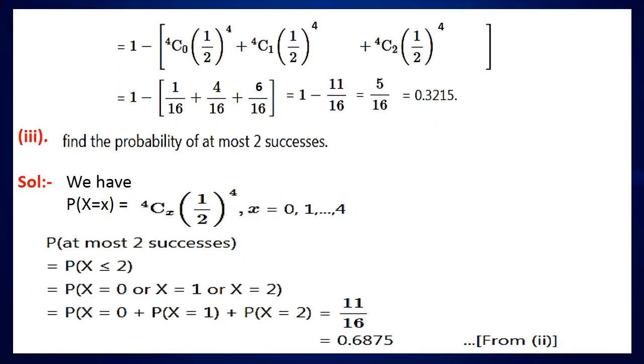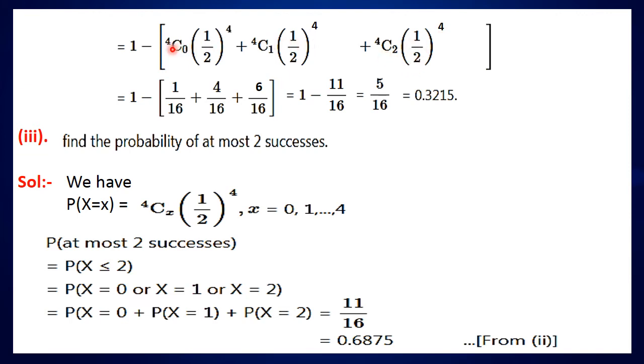That is 1 minus P of x is equal to 0, obtained by substituting x is equal to 0 in the probability mass function 4cx into 1 by 2 raised to 4. That is 4c0 into 1 by 2 raised to 4 plus P of x equal to 1, which is 4c1 into 1 by 2 raised to 4, and the last one, P of x is equal to 2, is 4c2 into 1 by 2 raised to 4.